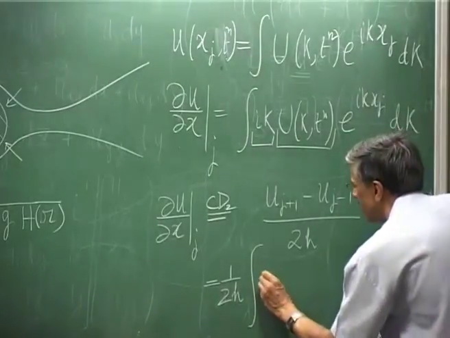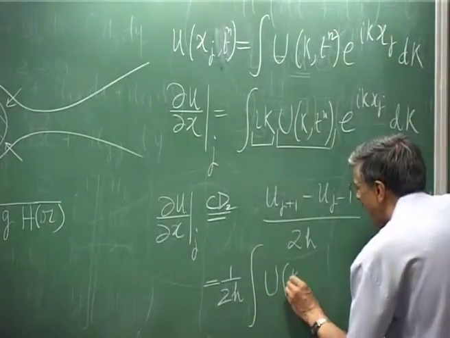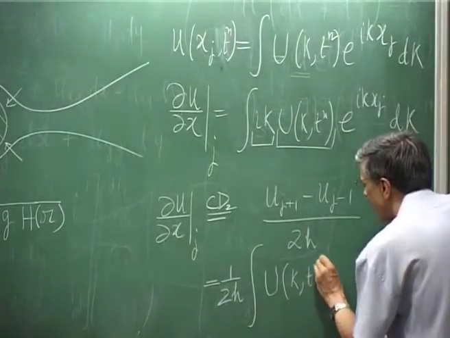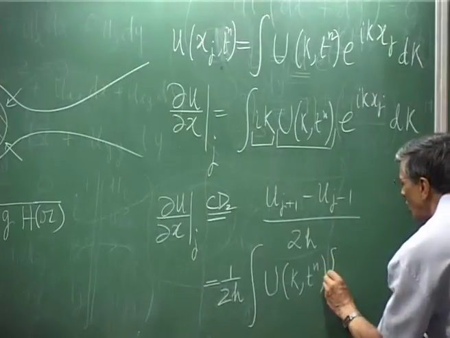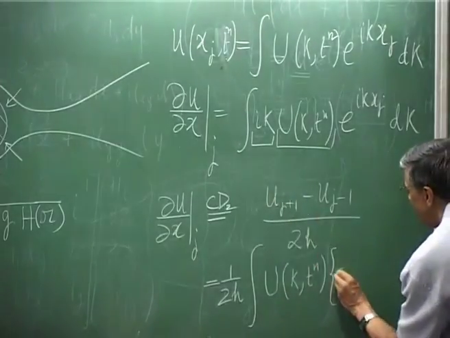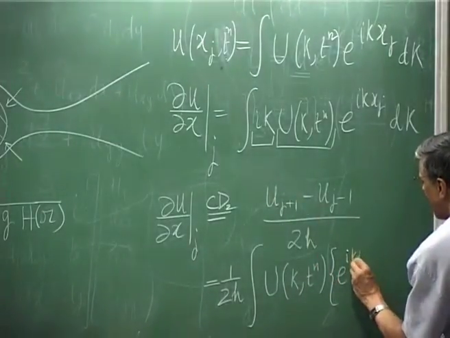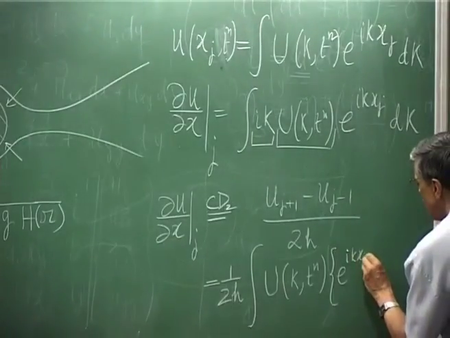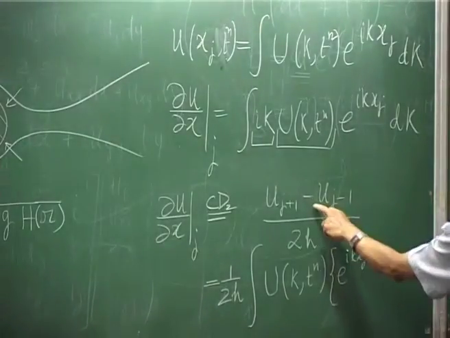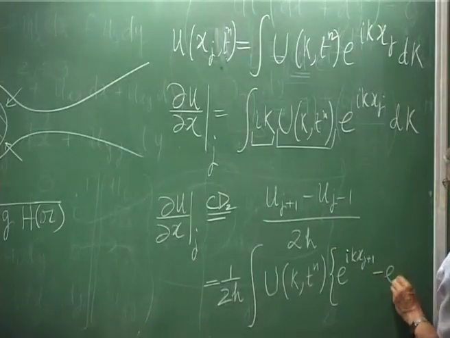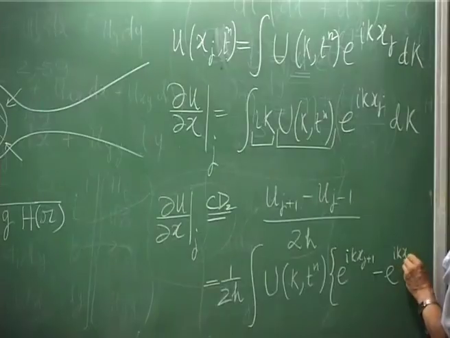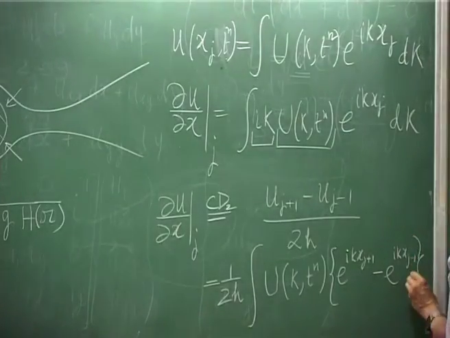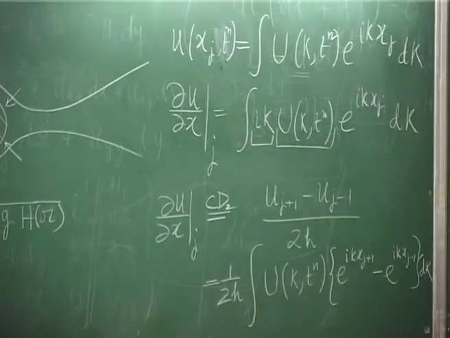So the first part, u_k(t_n), remains as it is. I have now, for this, e to the power i k x_{j+1}, and from here I am going to get e to the power i k x_{j-1}, and this we are summing over all possible k.